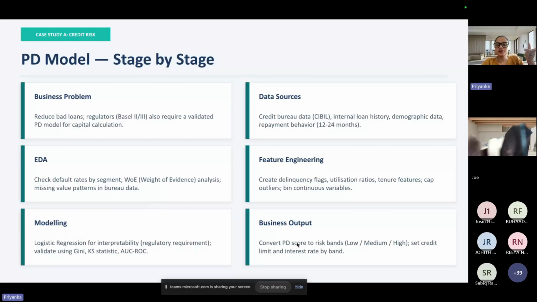And finally, you will put these modeling scores, the PD, the probability of default that you're going to get, into risk bands, which we call low, medium, high. And based on that, you set the limit, how much loan you can give, or whether you can give a loan or not. Also the interest.